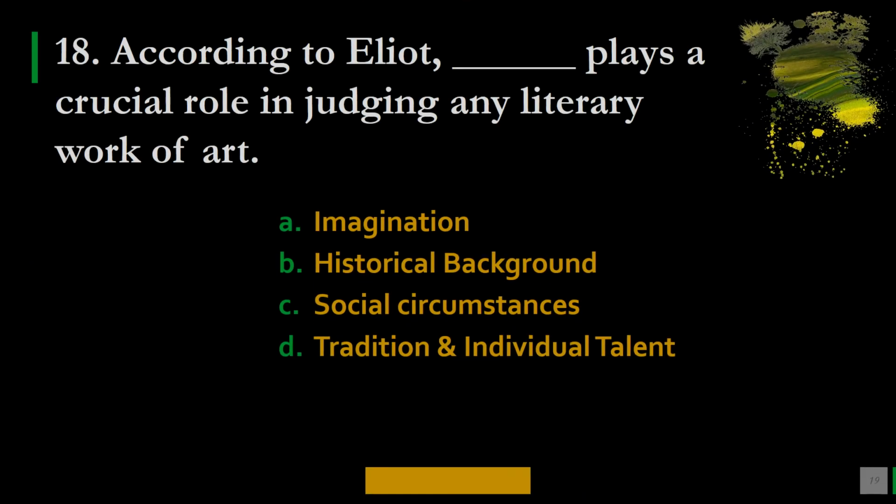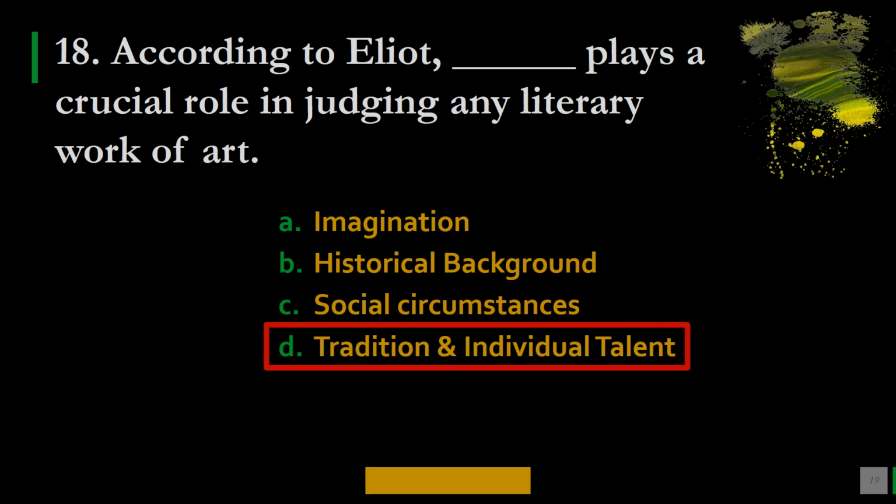Question number 18. According to Eliot, dash plays a crucial role in judging any literary work of art. Options are A. Imagination, B. Historical background, C. Social circumstances, and D. Tradition and individual talent. The correct option is D, Tradition and individual talent.